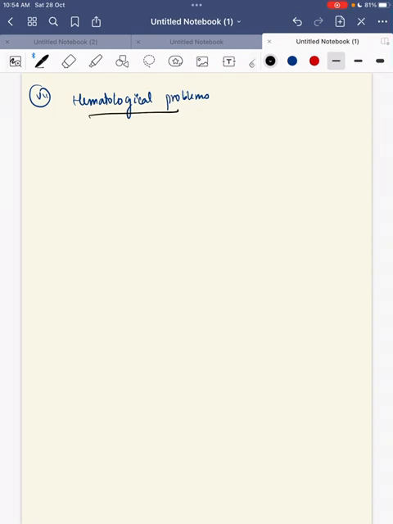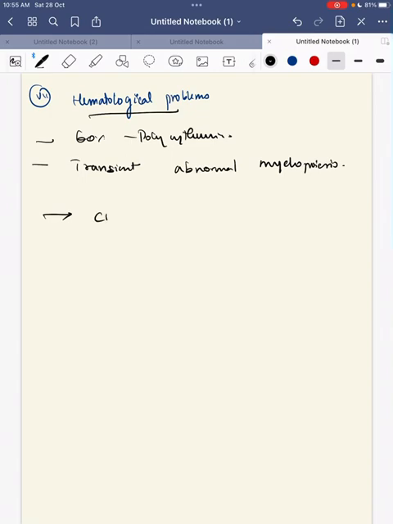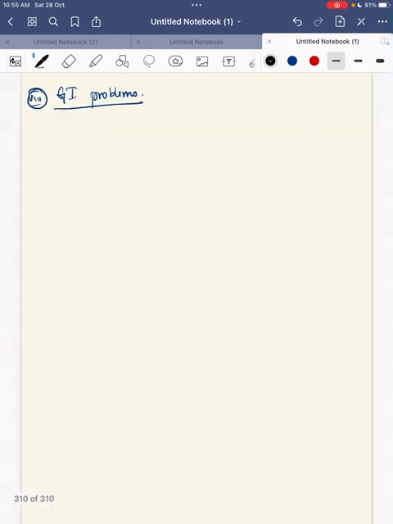Next are the hematological problems. The child will have a high risk for AML, ALL, and 60% of the children will have polycythemia. The child can present with transient abnormal myelopoiesis. So the recommendation is that all newborns with Down syndrome should have a CBC and peripheral smear. This should be repeated yearly till 5 years of age. This is about the hematological problems.